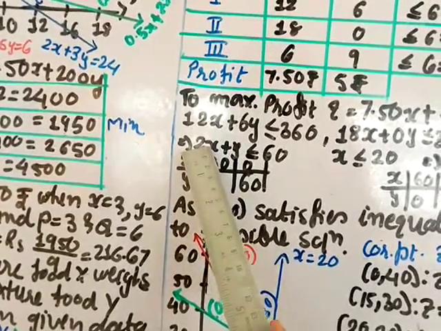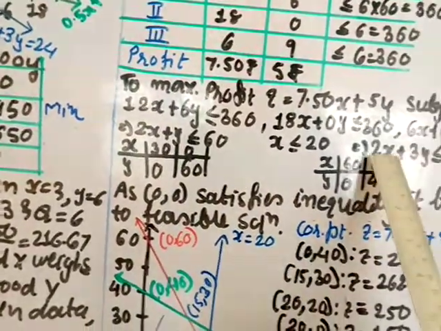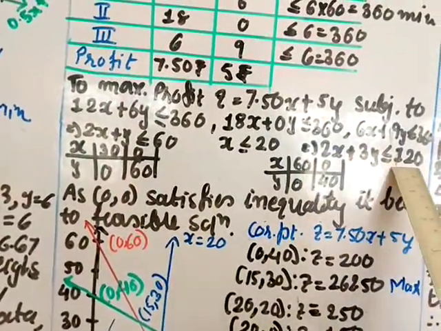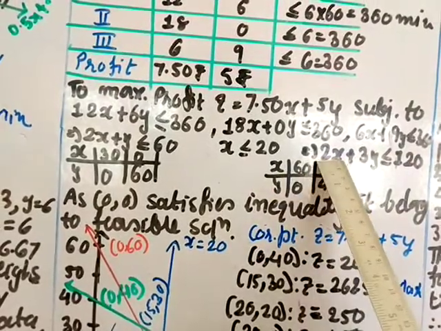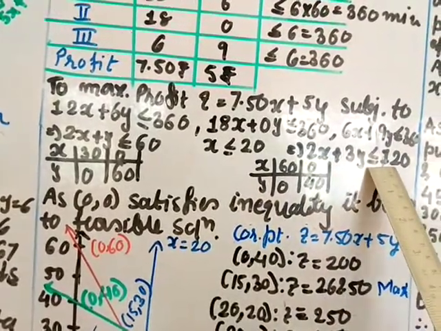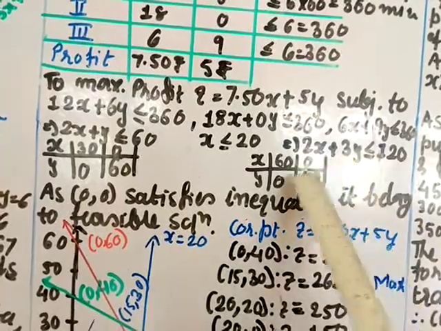When you take x equal to 0, y will be 60. For this, when you take y equal to 0, 2x equals 120, so the x value is 60. When you take x equal to 0, 3y is equal to 120, that means y is equal to 40.